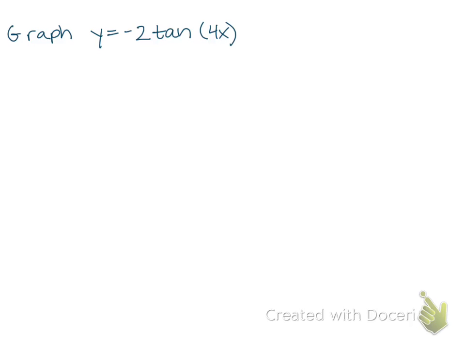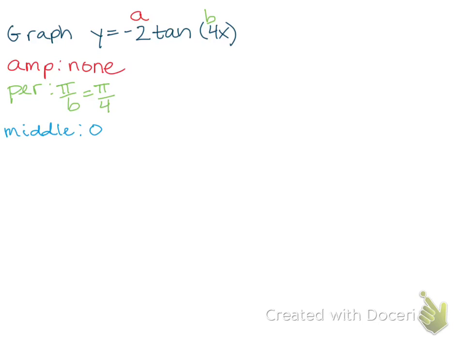All right, let's graph this one. Y equals negative 2 tangent 4x. There's my A, there's my B, my C is 0. So my amplitude is none. The period is pi over b, which is pi over 4. And that's all you have to do on that one. There's nothing to reduce. There's nothing to flip. All right, the middle happens to be at 0.